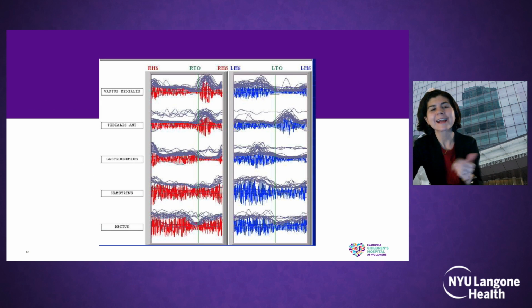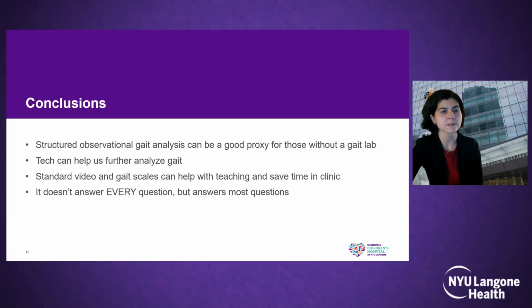So this is the kind of data that one might get with a formal gait analysis. Clearly, your cell phone is not going to give you this information. So if you do have a patient that really needs rigorous data for a very specific clinical question, that would clearly be a case in which this would not be advantageous.